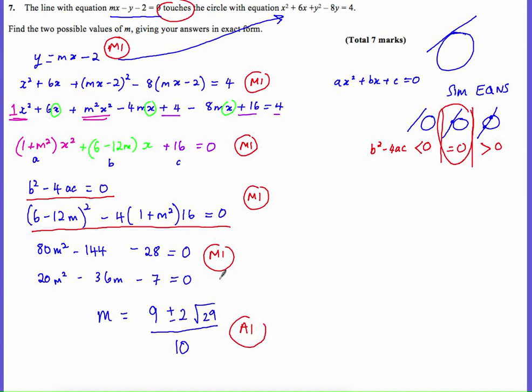Oh, I missed one out. You're solving a quadratic equation. So your method for solving, whether you use the formula, or those who are really brave might have completed the square, but I doubt it. So 1 mark for how you solve that quadratic.